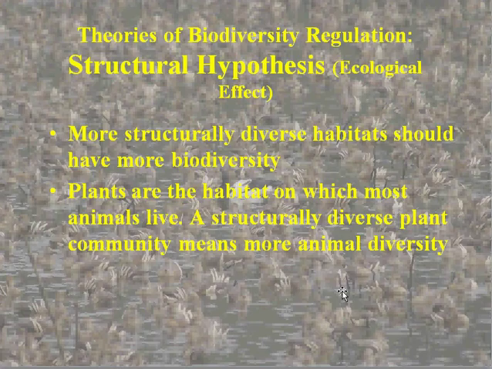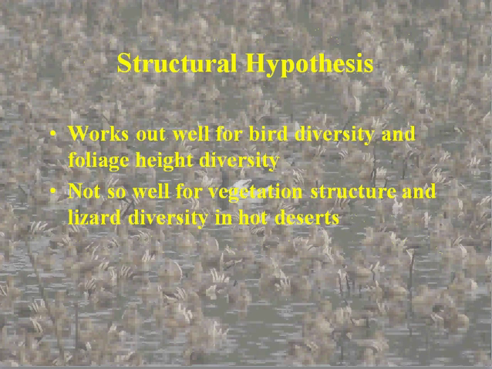And this works out very well for bird biodiversity. There are a number of papers which have been published which compare or correlate bird diversity with foliage height diversity. So if there's foliage at many different heights in the canopy, then you're going to have high bird biodiversity, because the birds are able to specialize in the different parts.